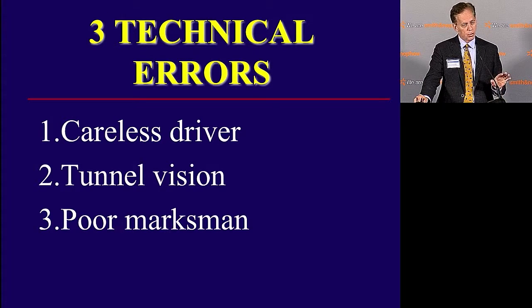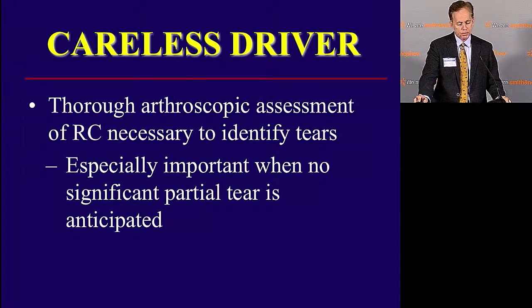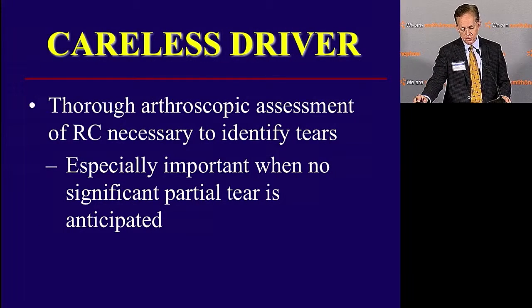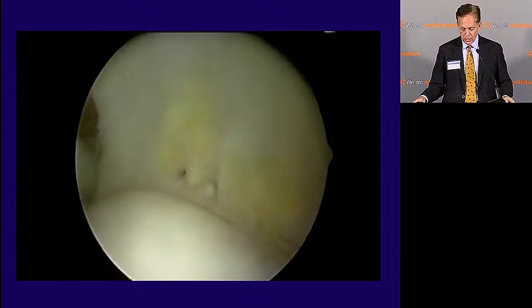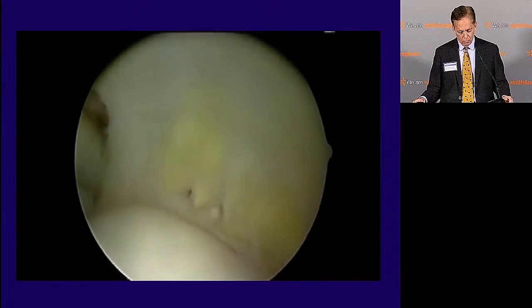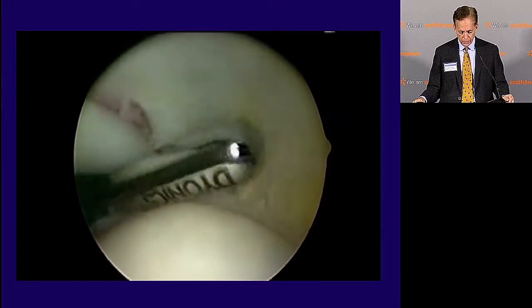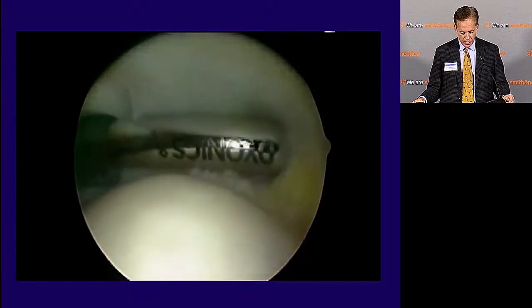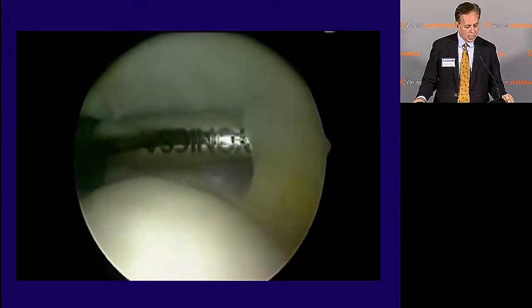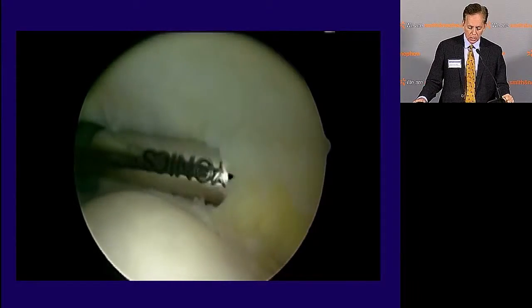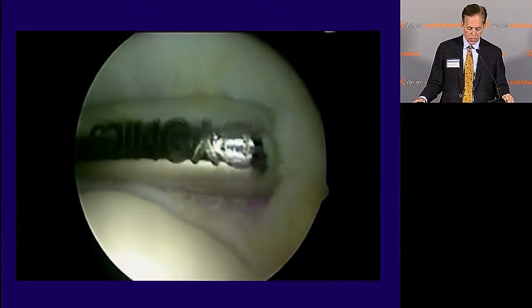With regard to careless driver, it's important, obviously, as I've mentioned, to thoroughly assess these tendons for rotator cuff tears. And it's especially important, I think, when we have a low expectation. So here's another example. If we look here, it looks basically completely normal. There is a tiny poke hole there, but if I debride that away, it becomes very obvious that what was hiding behind that tiny little hole was a very large partial thickness articular sided tear.